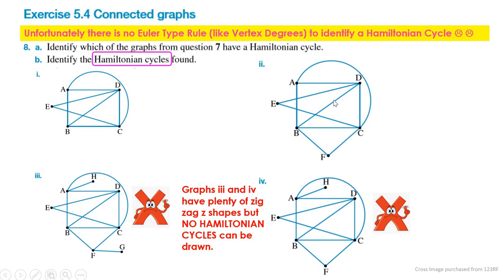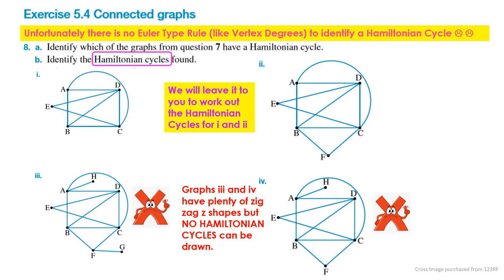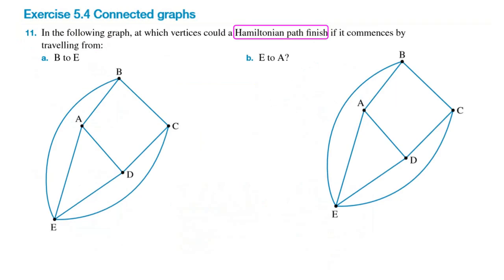But these other ones, you should be able to do Hamiltonian cycles for, and we'll leave you to work out what the Hamiltonian cycles, where you can visit each vertex once and get back to where you started, are for those two, 8.1 and 8.2.